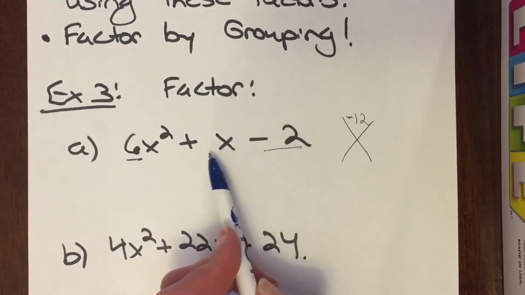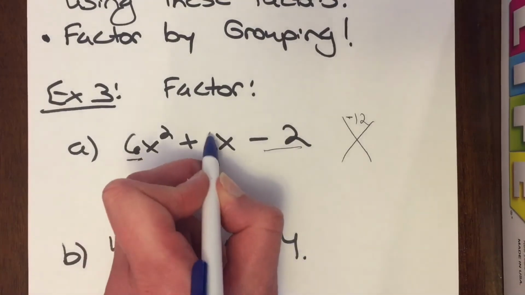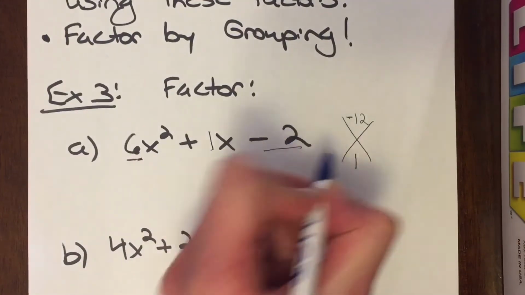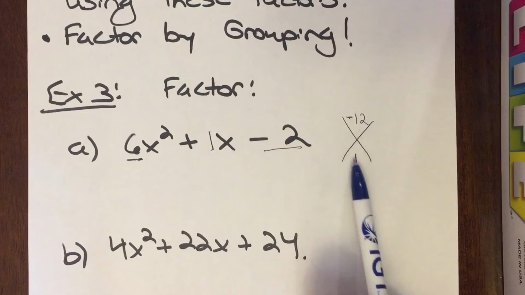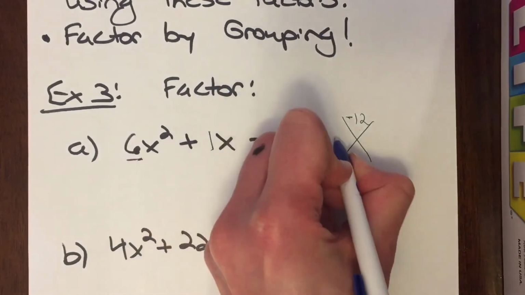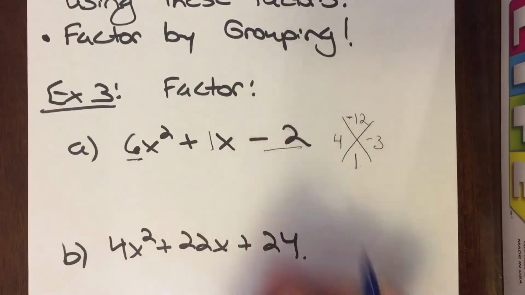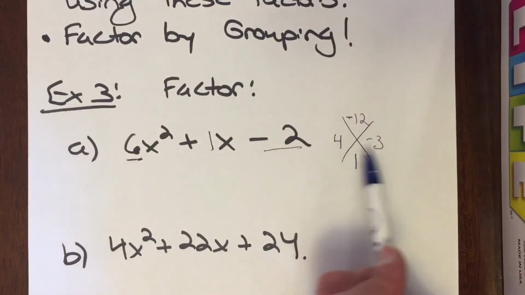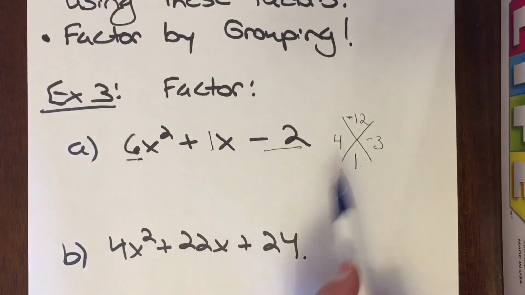So since there's no number in front of the x, remember that's an invisible 1. If you want to write it there to help you, you can. So I need numbers that multiply to negative 12 and add to be 1. So what's going to work is 4 and negative 3. Because 4 times negative 3 is negative 12, and 4 plus negative 3 is 1.